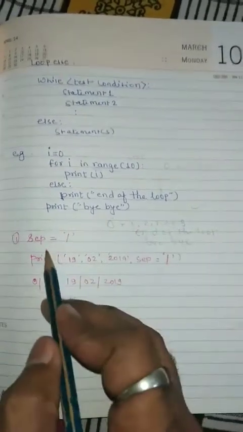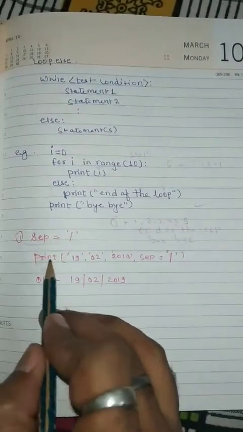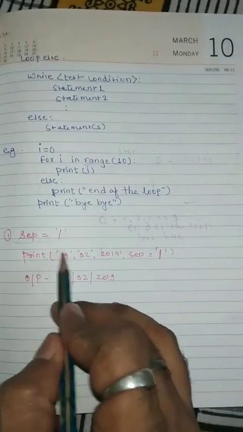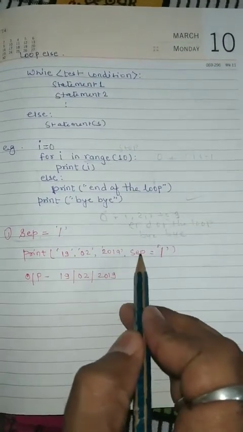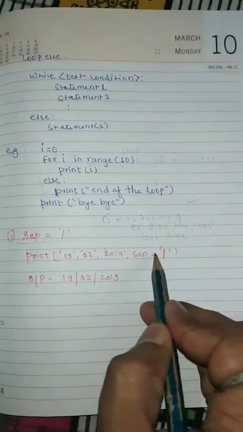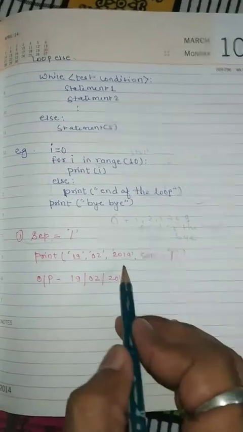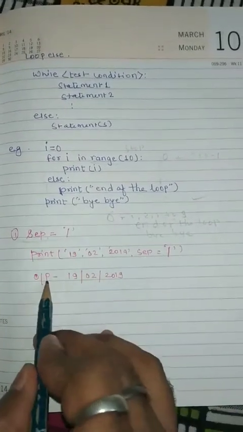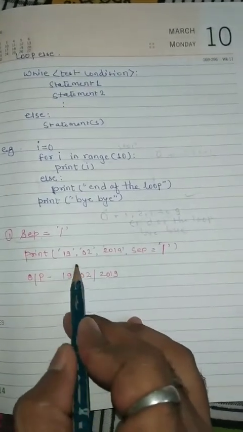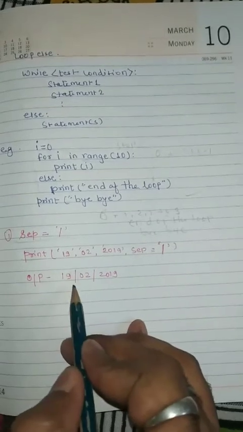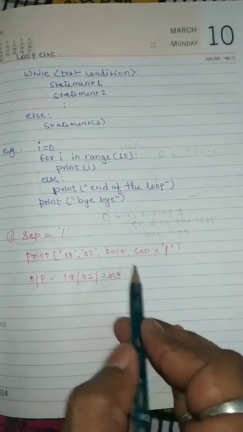For this particular separator function I have given one example: print 19 as a string, comma, 02 as a string, comma, 2019 as a string, comma, and the separator function I have used here is sep equal to quote slash quote. So the output for this statement is 19 slash 02 slash 2019. Here the slash is working as a separator, so the output will be along with the separator.